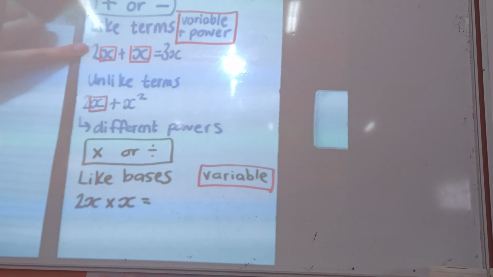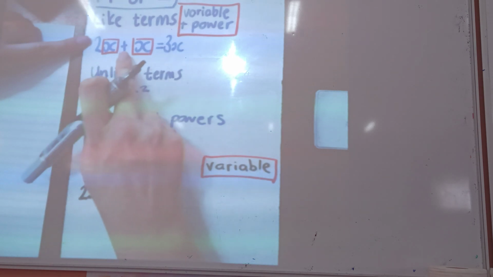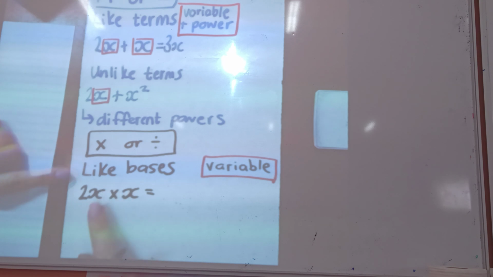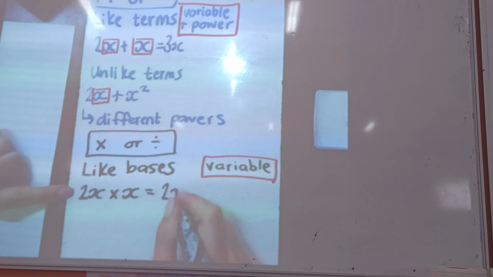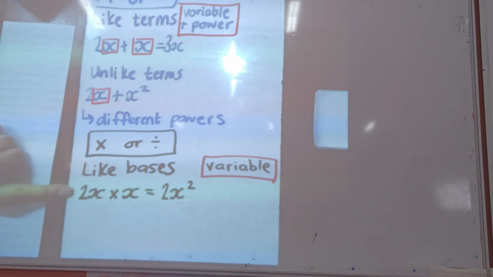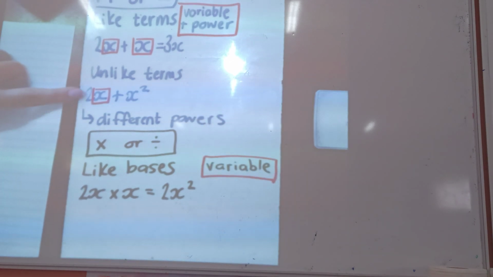Who can remember what the answer is to this? 2x plus x was 3x. But down here, 2x times x? 2x squared. Do you remember that, Bailey? Versus here, instead of saying 2x plus x squared, I'm going to say 2x times x squared.